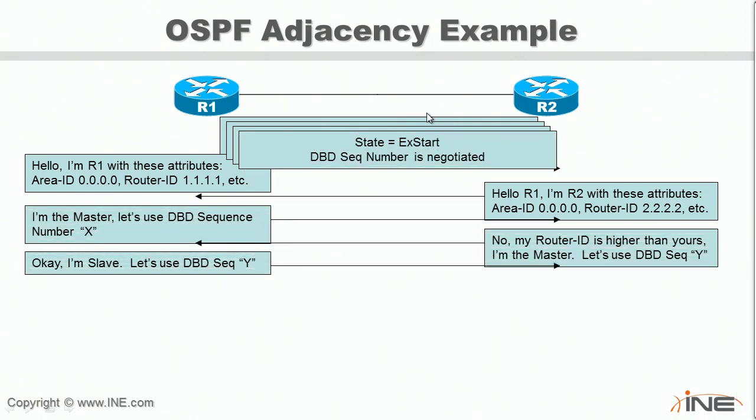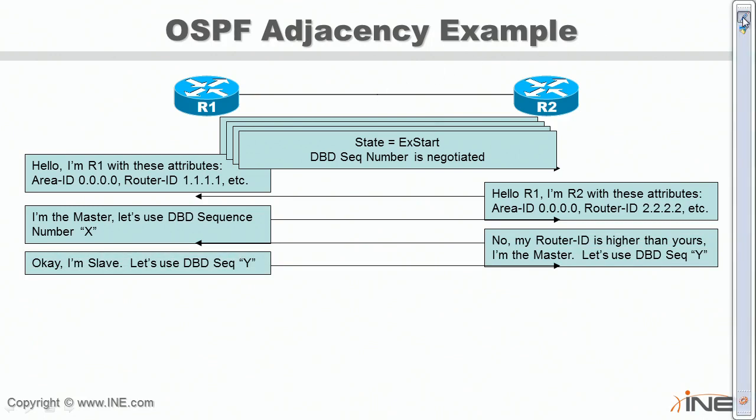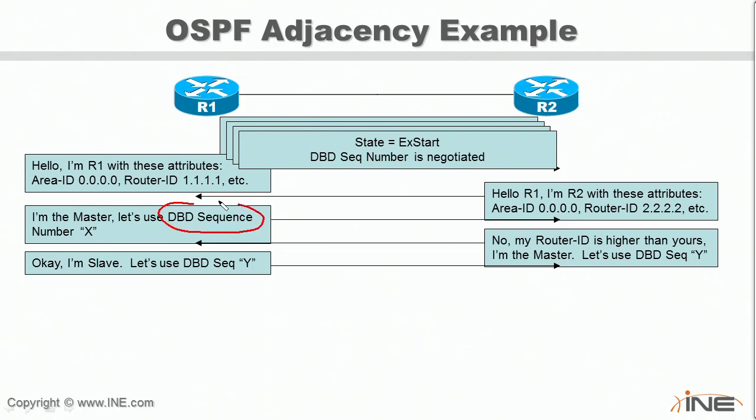Router 1 says we now need to exchange the database. This is where they determine a sequence number. At this point, it doesn't really matter who wins the process. One of them is going to say, I'm the master. One of them says, I'm the slave. They're the one that just keeps track of this sequence number to make sure that the database gets synchronized properly.